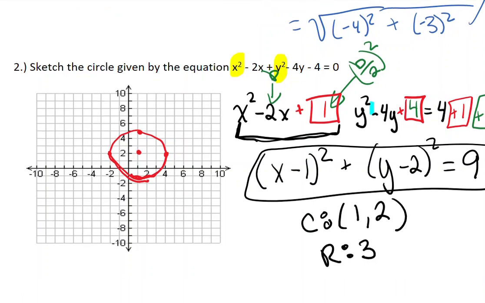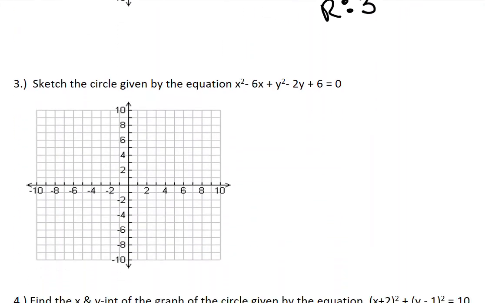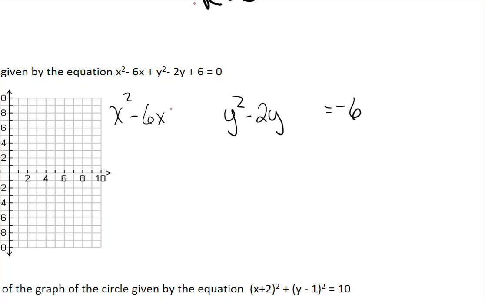All right. Number 3 is going to be exactly the same sort of thing. We're just going to go through it faster, get a little bit more practice with it. Everyone good on 2? Okay. So I'm going to rearrange it to group my x's together. Rearrange it to put my y's together. And then push that 6 over to the right side. What do I add with the x's? 9. What do I add to the y's? 1.